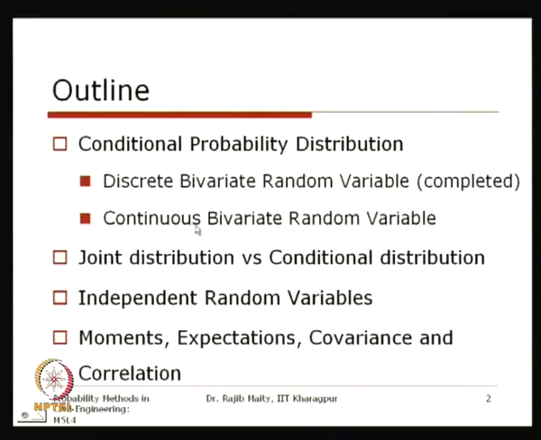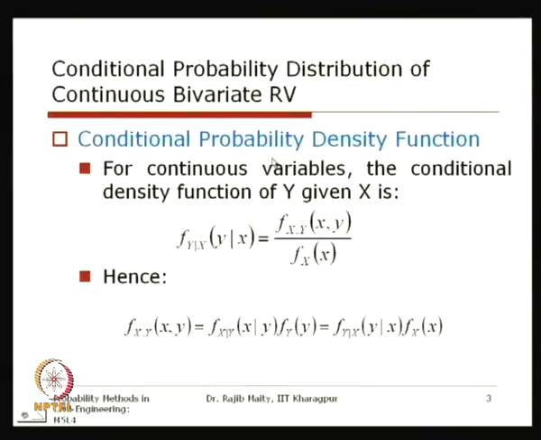So, we will continue now with this continuous bivariate random variable for the conditional probability distribution. If you recall from our last lecture, we call it the conditional probability distribution when the information of one random variable is known to us.